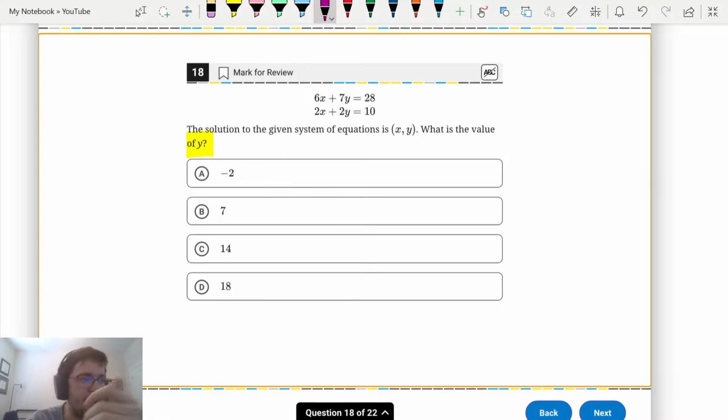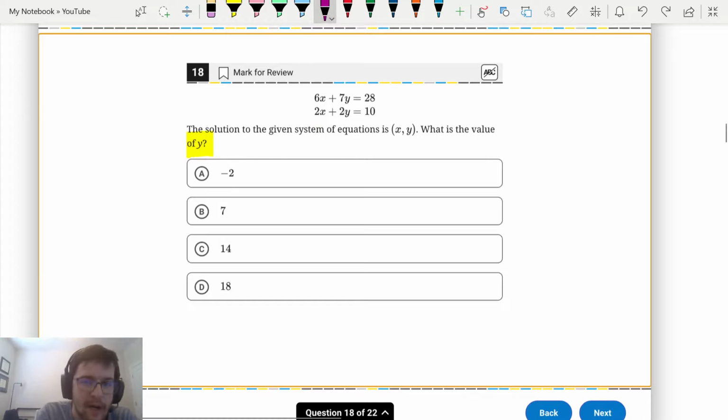This is called standard form. When a system is in standard form, we tend to lean towards elimination. Elimination tends to be the easier method. So if I want y, I should eliminate the other one that I don't want. So let's eliminate x. The least common multiple of 2 and 6 is 6. So I want one of them to say 6, and I want one of them to say -6.